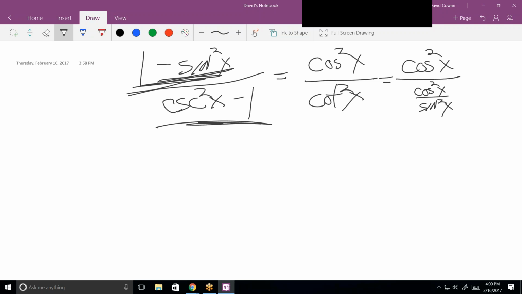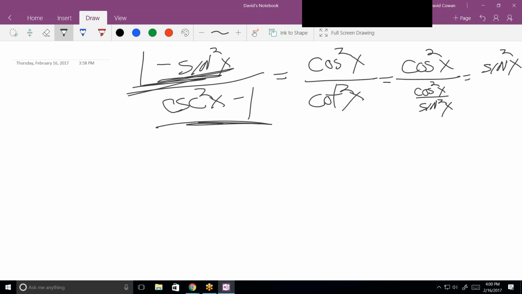Flip and multiply, what do you get? Cosine squared x times sine squared x over cosine squared x. And the cosines cancel. So it's just left with sine squared x? Okay. Yeah.